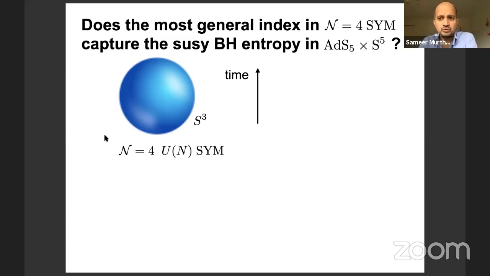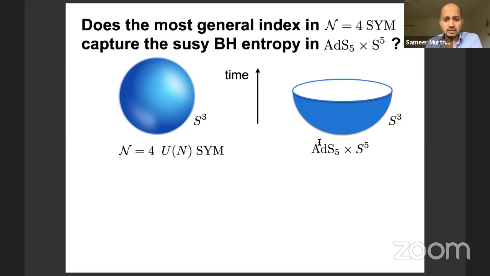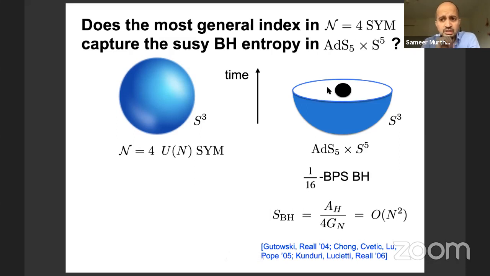Right. So take N=4 super Yang-Mills theory in 4 dimensions with a U(N) gauge group, and put it on an S^3 times time. The dual of this, according to AdS/CFT, is a gravitational theory on AdS5 times S5, and the boundary of the AdS5 is the same S^3 as the one that the field theory is living in. Here I've tried to cut it in half to show the interior, and this theory admits a black hole solution which preserves 2 of the 32 supercharges of the theory. So these are 1/16 BPS black holes.